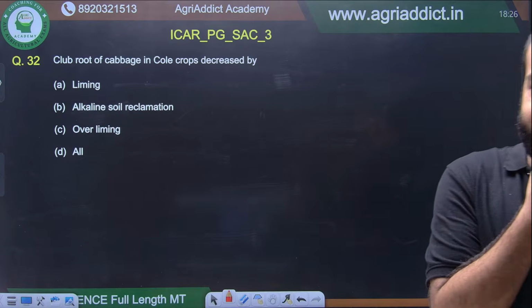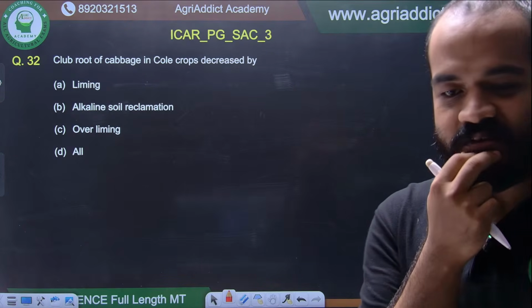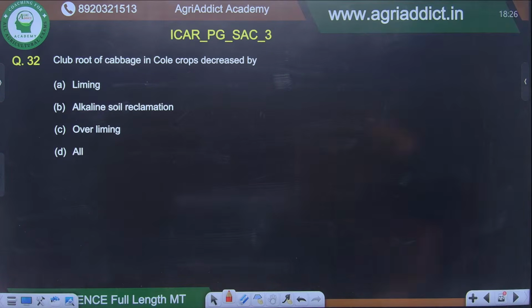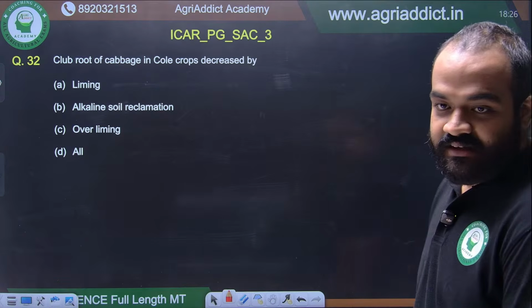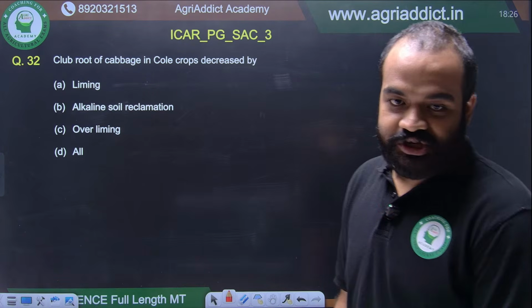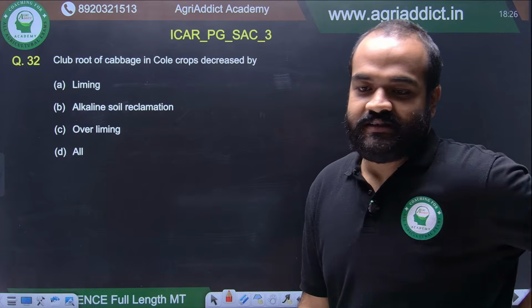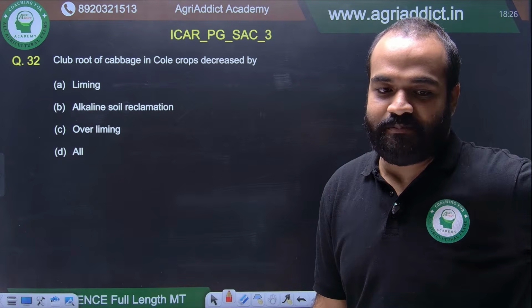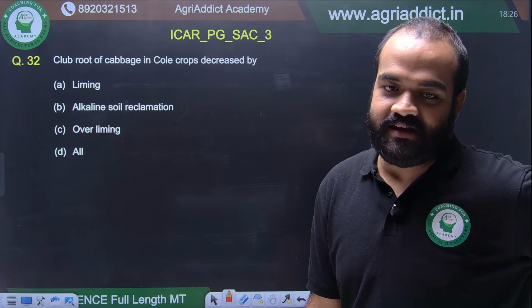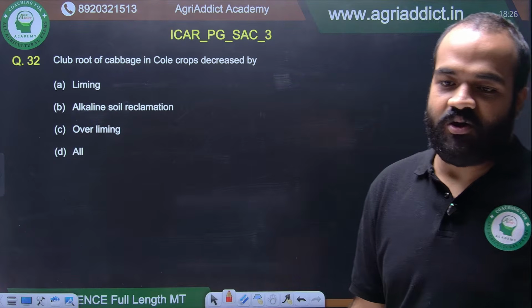This is also a straight question from treatise. If you are thorough with your reading, this is nothing. You can simply tell the answer. Club root of cabbage in cold crops decreases by liming, alkaline soil reclamation, over liming, all.